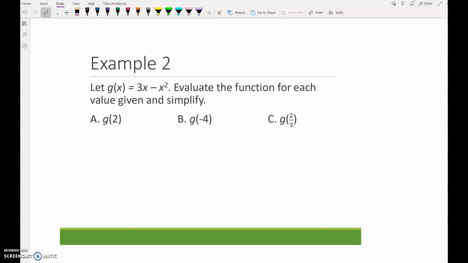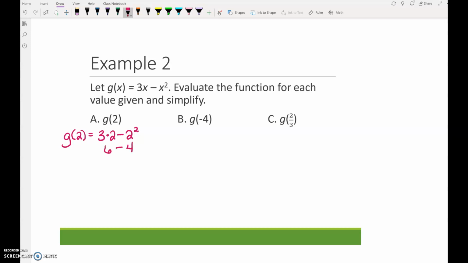This one is g of x, and the function is 3x minus x squared. G of 2 is telling us, take the g function, and we're going to plug 2 into it. I would strongly suggest that you put parentheses around these if you're putting it into a calculator, but you don't have to. 3 times 2 minus 2 squared.